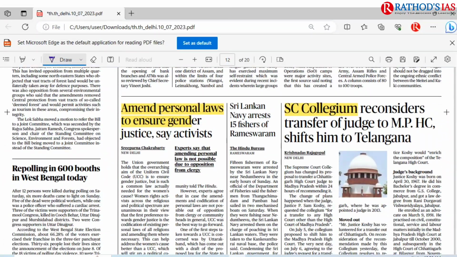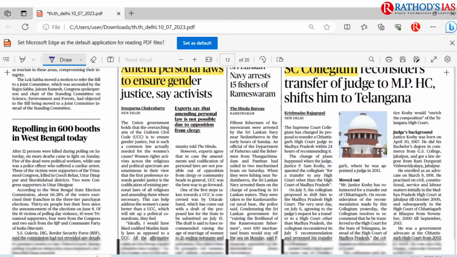So in this news page you can see this article regarding personal law. Actually we are talking about UCC, that is Uniform Civil Code. As a UPSC aspirant, you have to know what is this UCC and in which part of our Constitution it talks about UCC, as well as you have to know what are the advantages and disadvantages if you are coming up with UCC. And next one is the Supreme Court Collegium. Always this will be in news, so you have to know about this collegium.